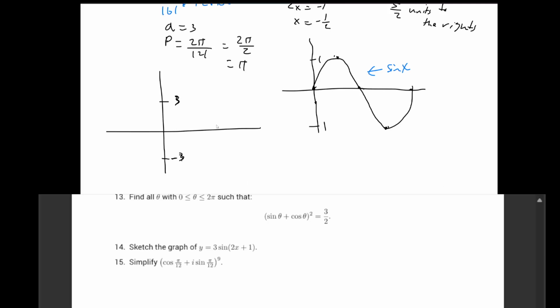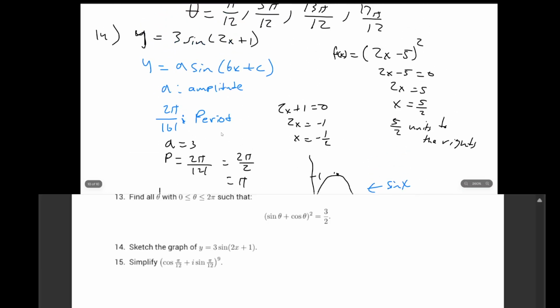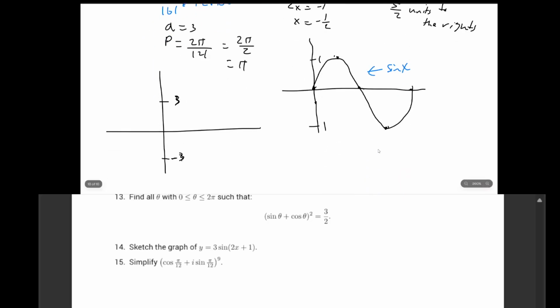Negative, did I do this correctly? Negative 1 half. 2x plus 1? Yeah, negative 1 half. So we'll be moved 1 half left. So this will be negative 1 half. The next value, since our period here is pi, would be negative 1/2 plus pi, and then at this it'll be a 1, and then we do pi again.